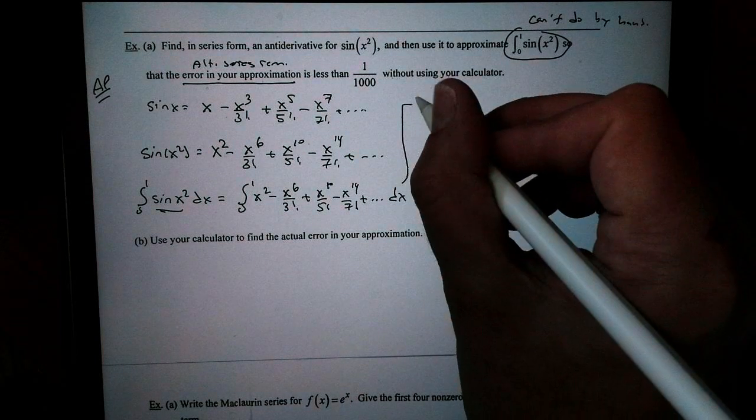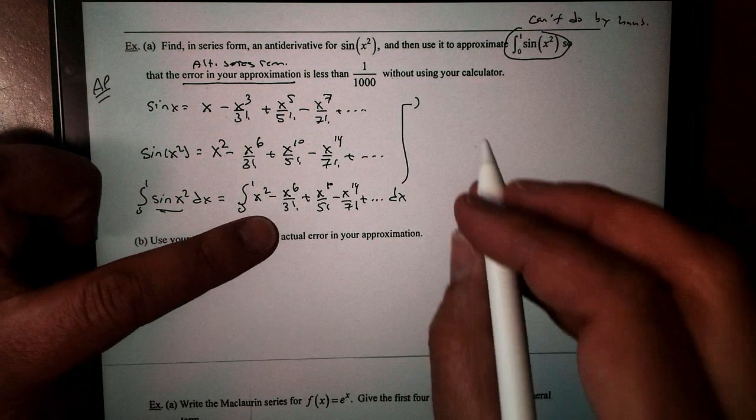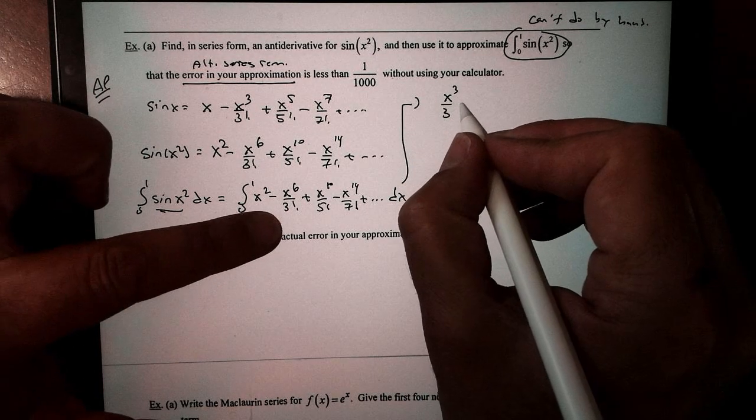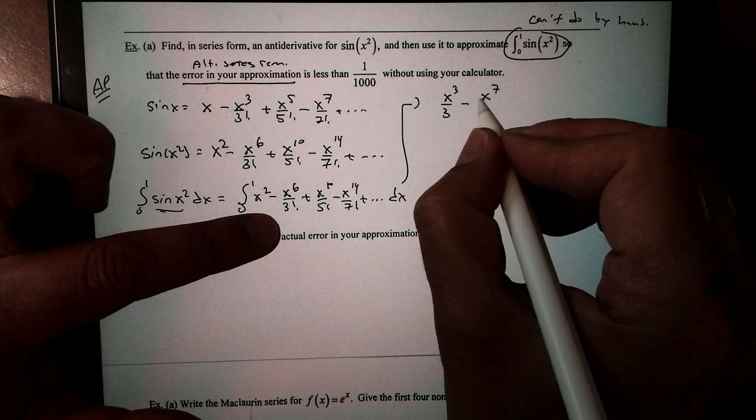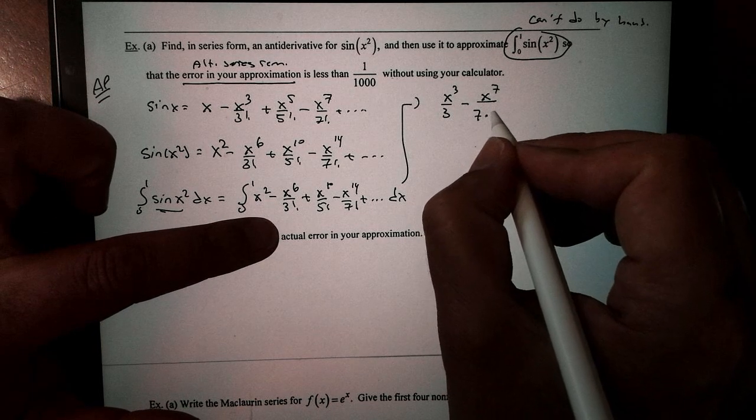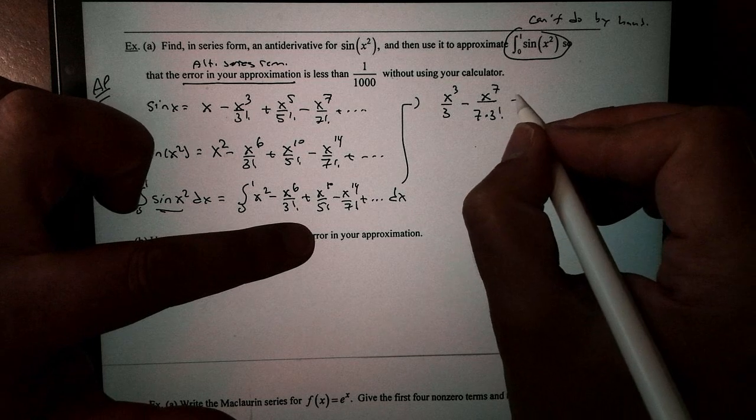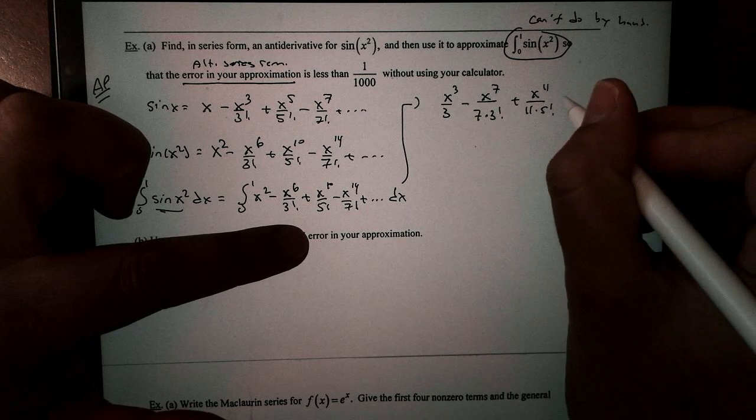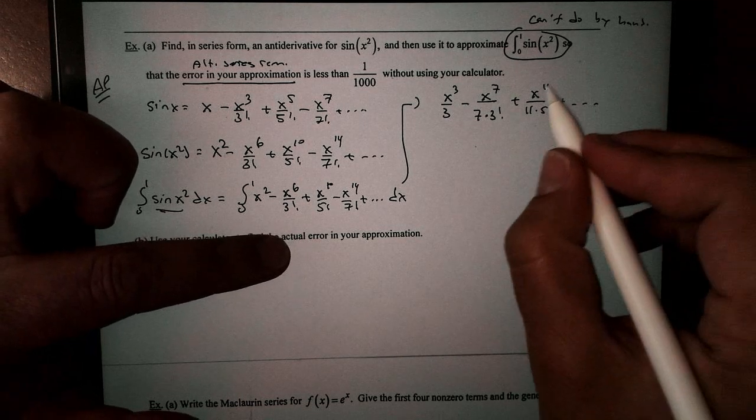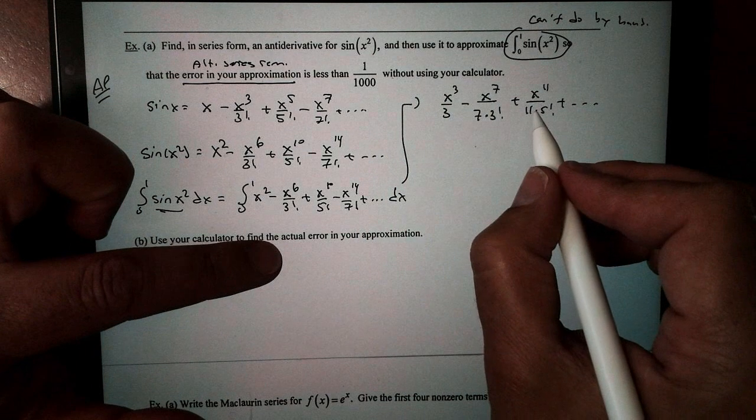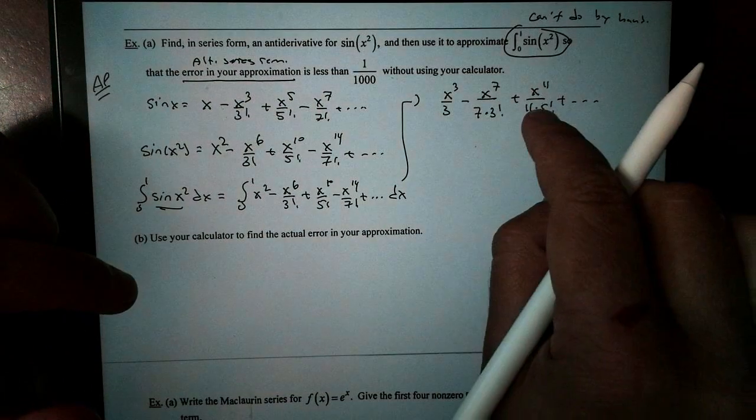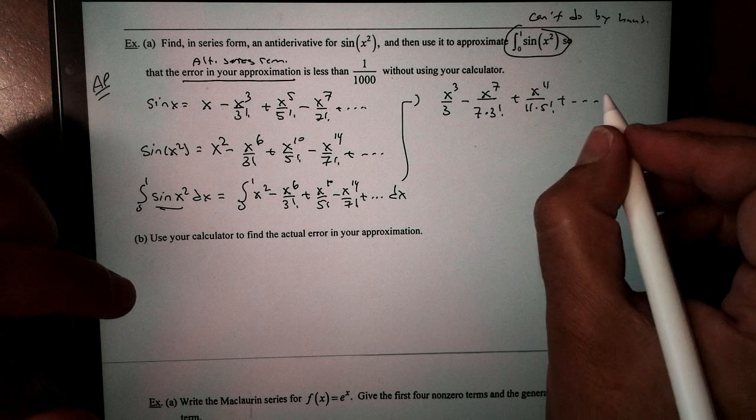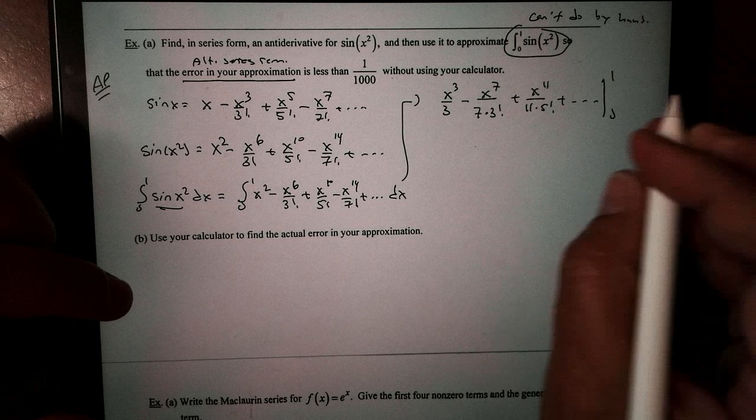All right, so let's go ahead and integrate now. When we integrate here, this is going to become x cubed over 3 minus x to the 7th over 7 times 3 factorial plus x to the 11th over 11 times 5 factorial plus dot, dot, dot. Now I'm going to stop there because, if you look at the value here, what's 11 times 5 factorial? That's way less than 1 over 1,000. So I could probably stop here right now. And we would evaluate that from 0 to 1.